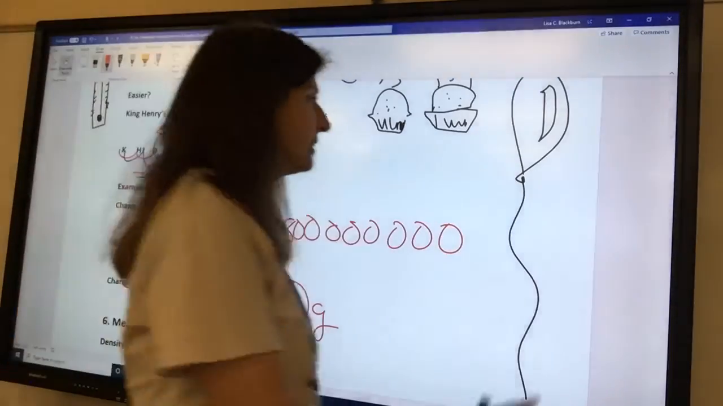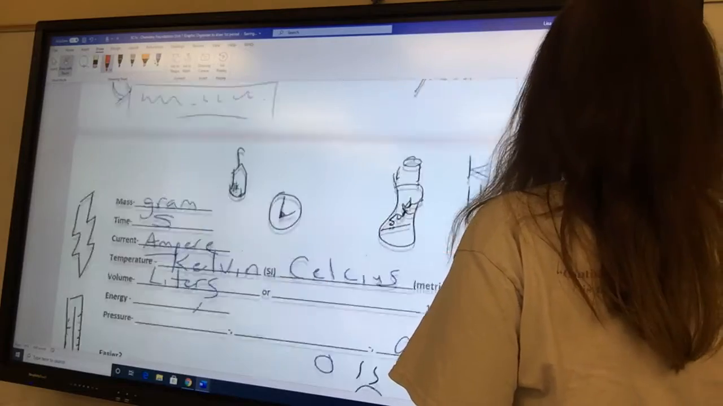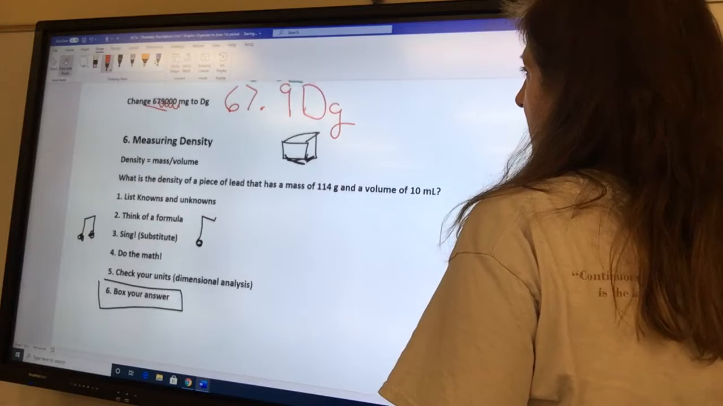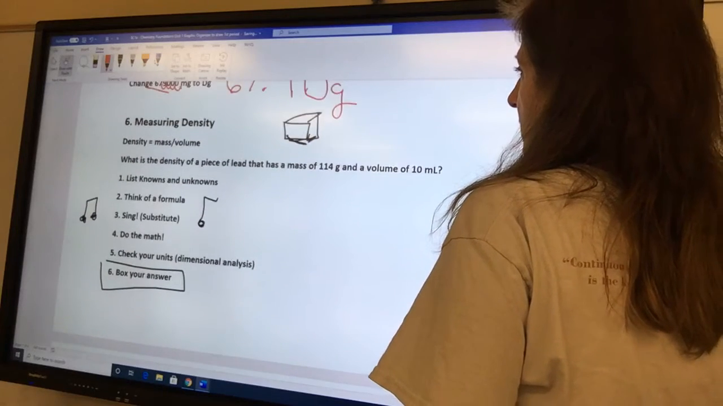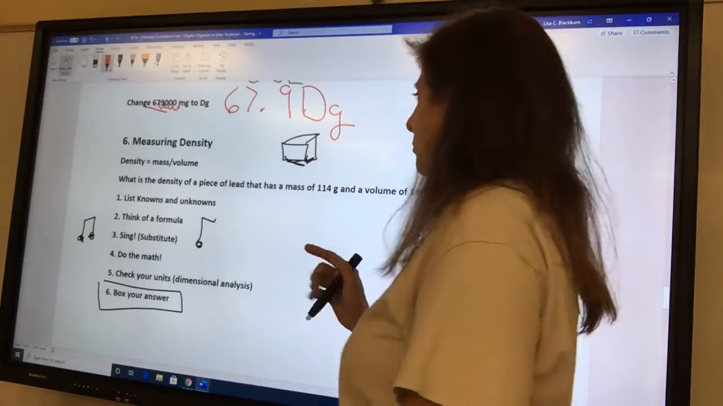Great. Okay, our next idea is density. Oh, and I meant to bring something to show you, but I didn't. I was in class last night till 7 o'clock. Just had to leave right after school. Didn't have my thinking time of what I needed to do.